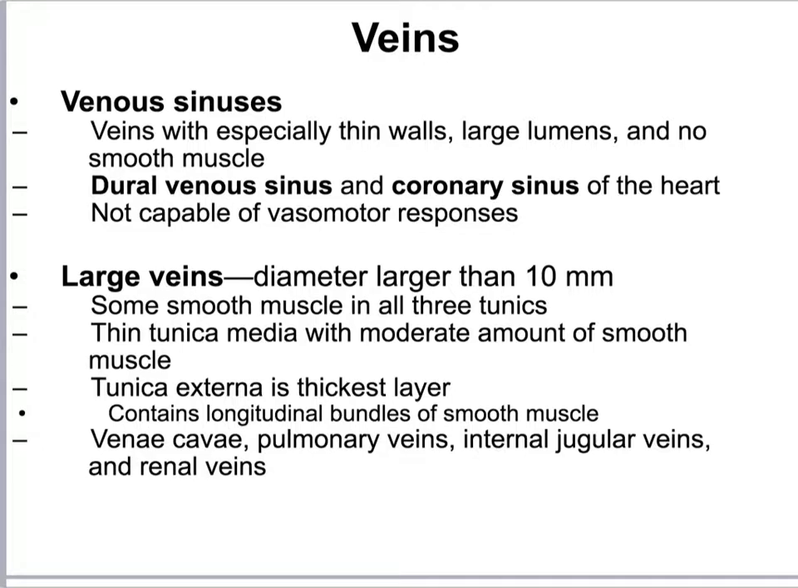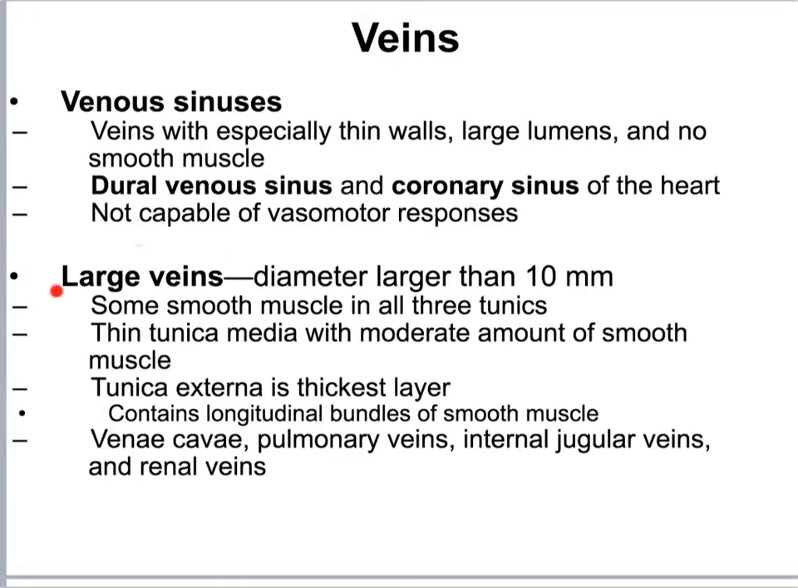Very large, not even really veins so much as venous chambers, big venous areas where a lot of veins pool into, are called venous sinuses. They have especially thin walls, very large lumens, and no smooth muscle. The dural venous sinus and the coronary sinus of the heart are examples of these. There's no vasomotor response there. Blood just sort of pools in there, and they provide a repository of blood that can be tapped.